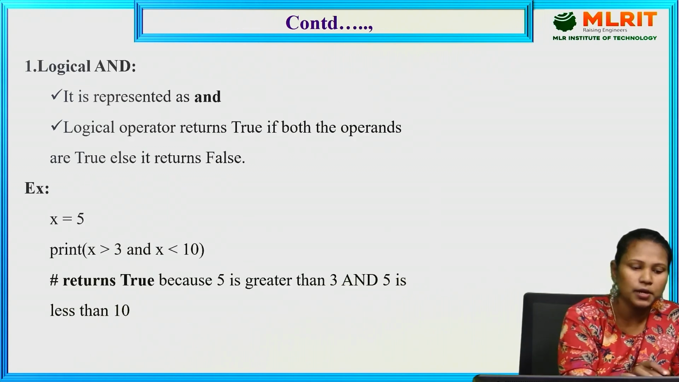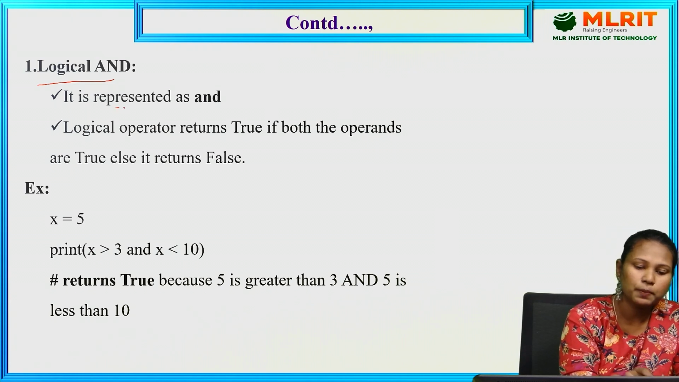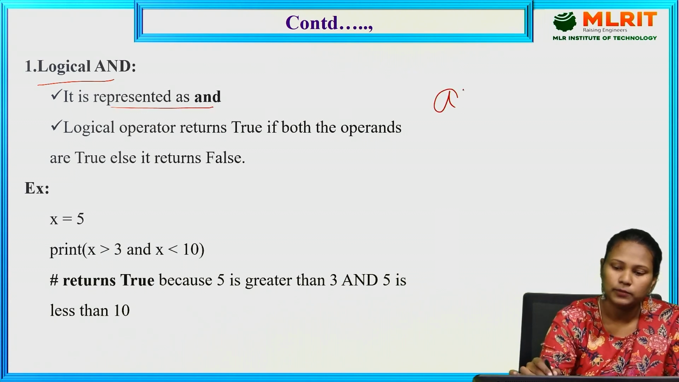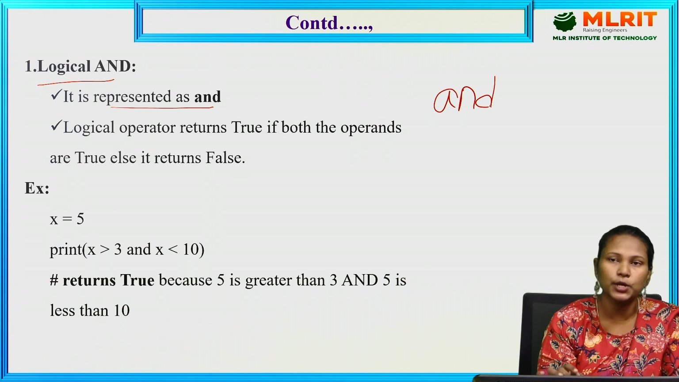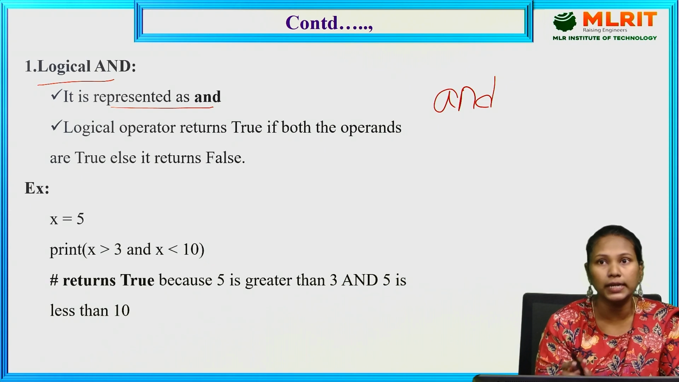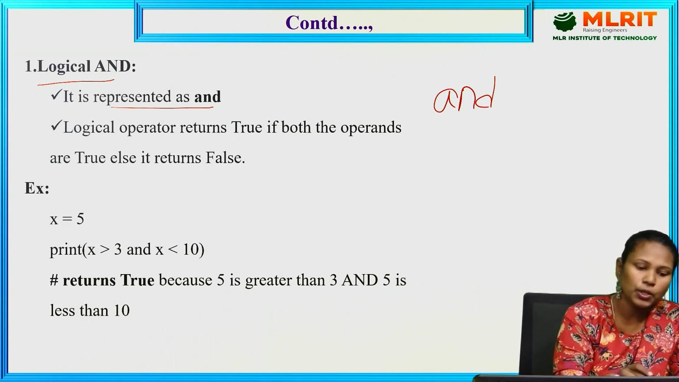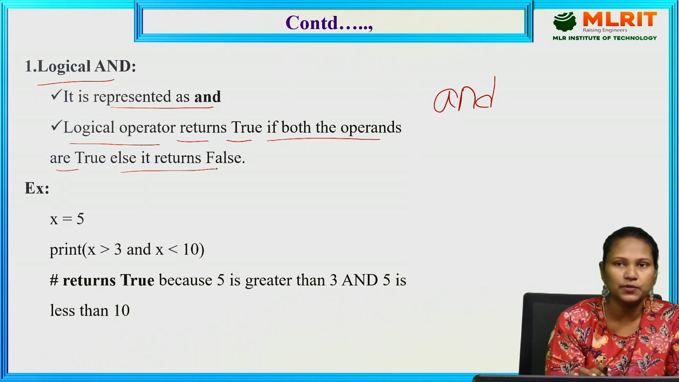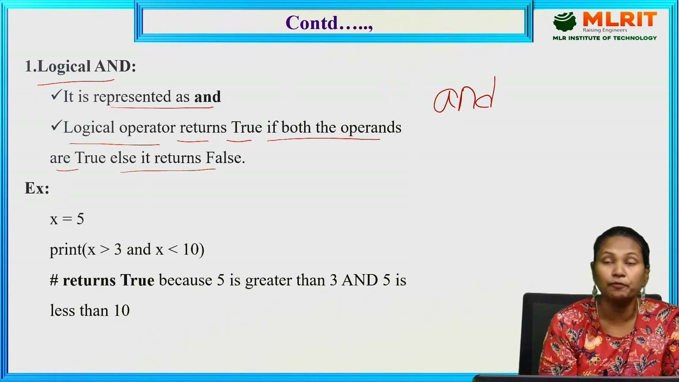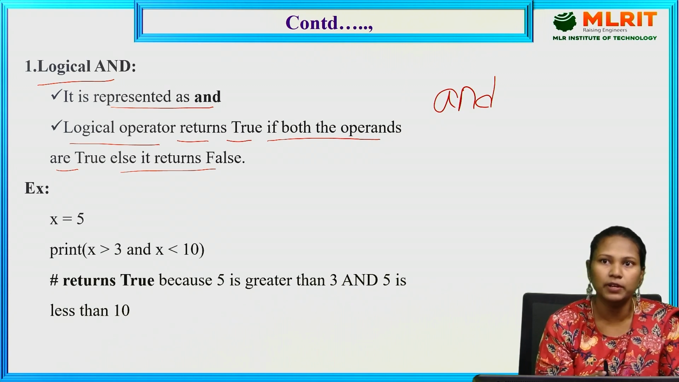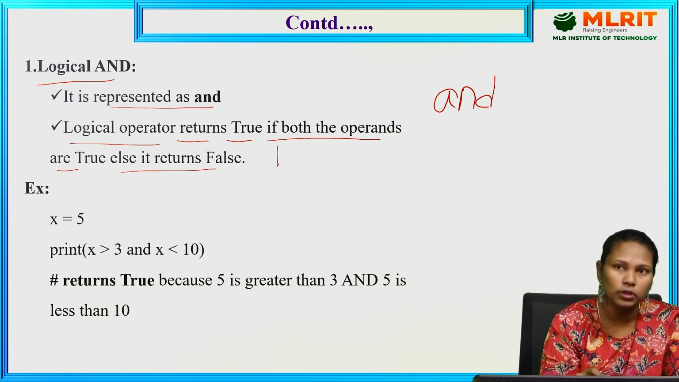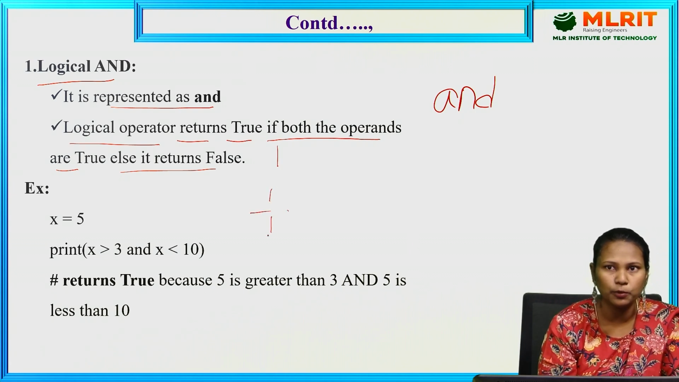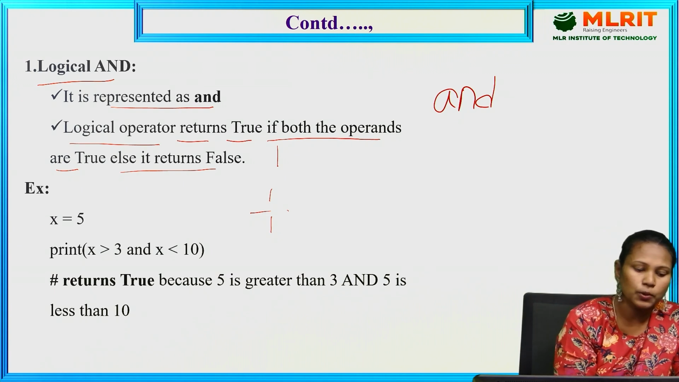So, the first one is the logical AND. It is represented as AND. The bitwise AND is used on bits. Here we are talking about the logical AND, which is used to check 2 conditions or 2 operations. The logical AND returns true if both the operands are true, else it returns false. If both the statements or both the inputs are true, then only it will be true, otherwise it will be false.